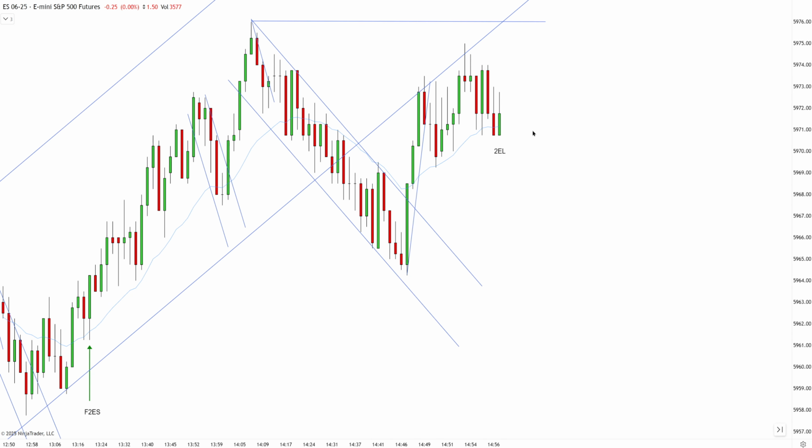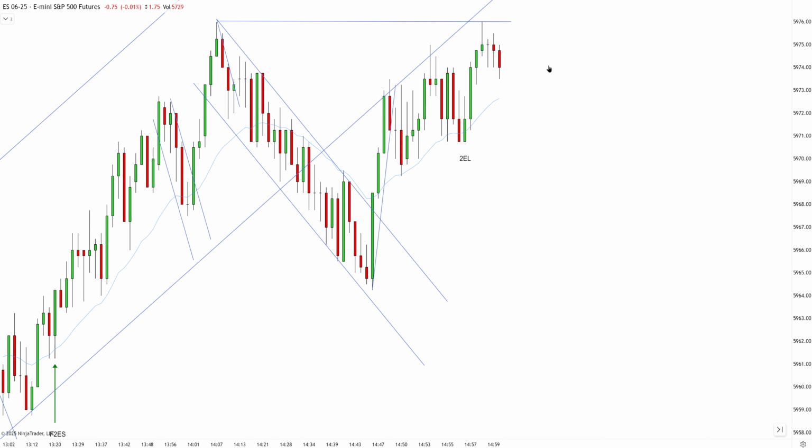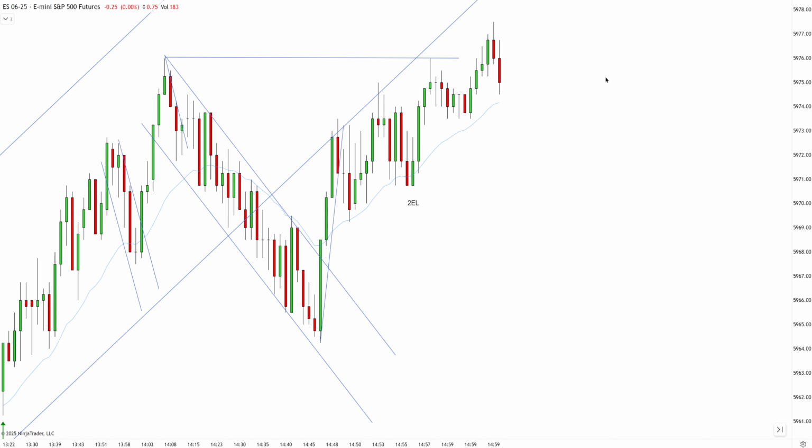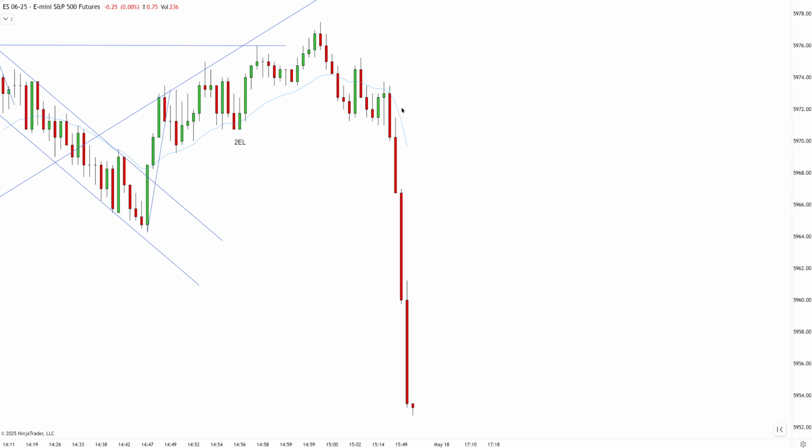Second entry long, but a horrible signal bar. It's a shame, because it ended up working nicely. New high tested, perfect price action. And now the market is about to close, with a lot of profit taking.